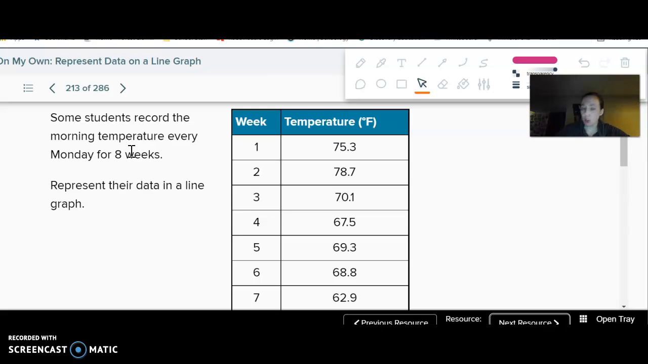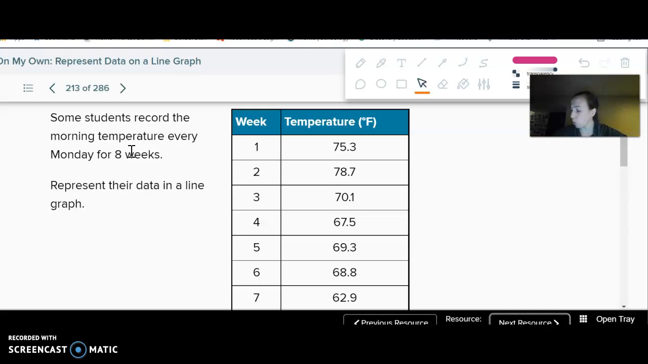Then what should I put on the x-axis? All right, not too many choices. Weeks should go on the x-axis because we always put our time, whether weeks, months, days, hours, minutes. That always goes on the x-axis for line graphs. What should I put on the y-axis? Only thing left, temperature would go on our y-axis.